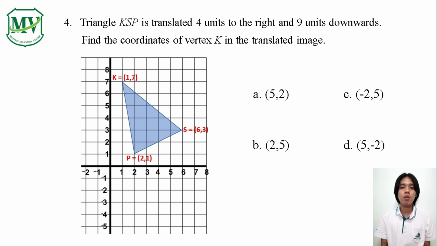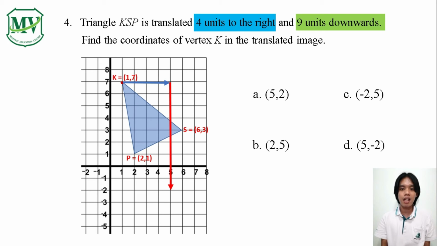The problem requires only point K. So let's take point K and count the units according to the indicated directions in the problem, which is 4 units to the right and 9 units down, and plot the image of vertex K. The coordinates of this image is at 5, negative 2. So the answer to this problem is letter D.